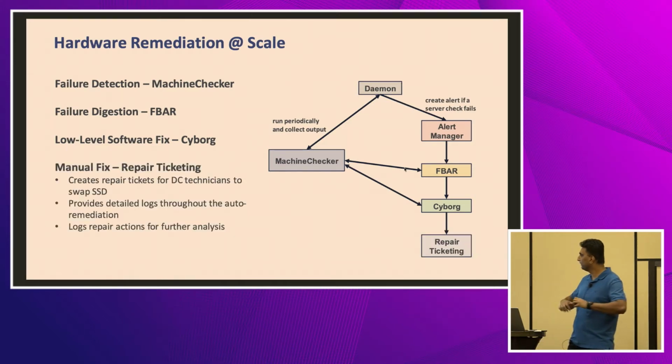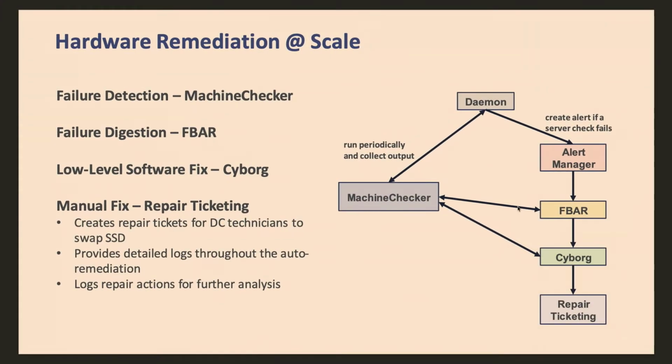Finally, once a check finds something, if there was an FBAR remediation deployed, we would attempt it, and if that remediation meant we have to reboot the machine, or probably format the drive, do Cyborg, the problem has to go away in one of these steps. And let's say if FBAR failed and Cyborg failed, and none of those could fix the problem we were seeing at source, the final step is to go ahead and repair ticket.